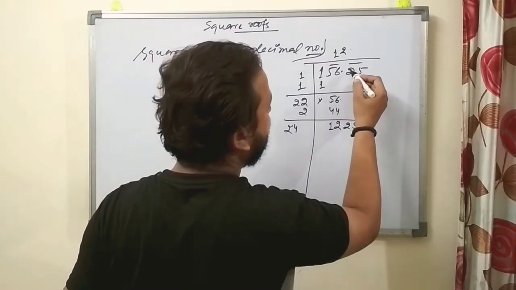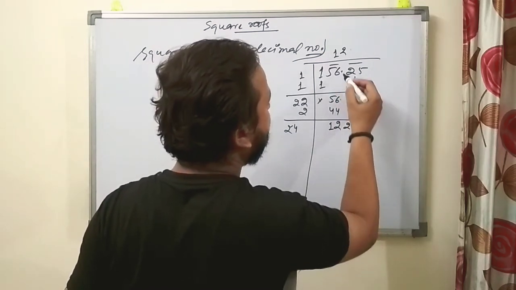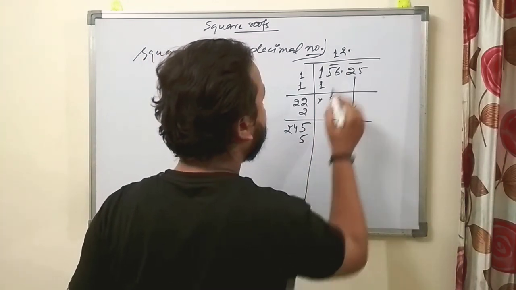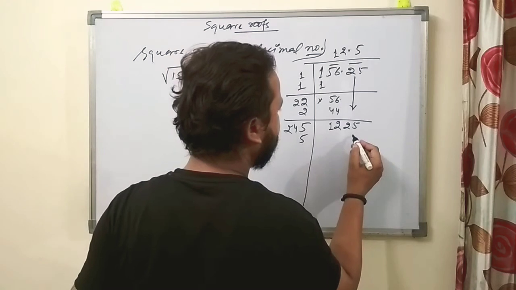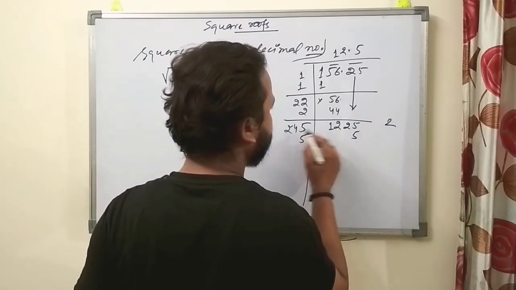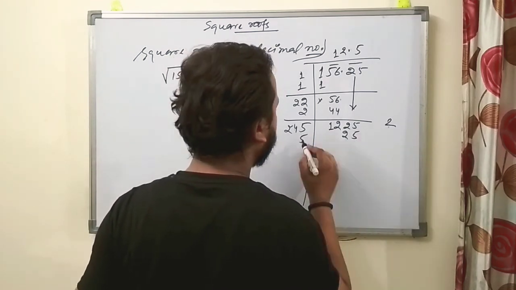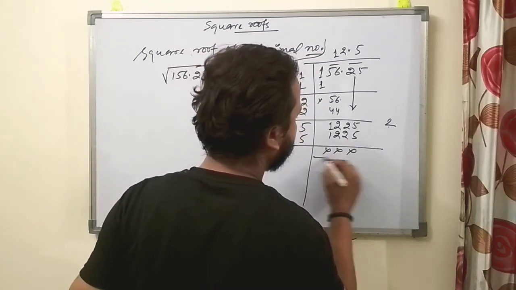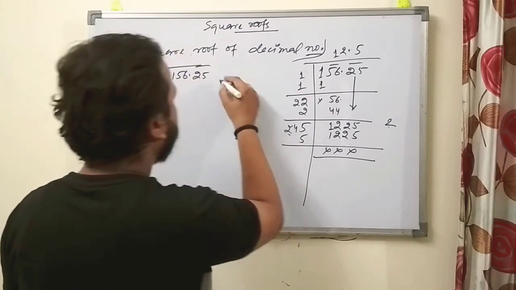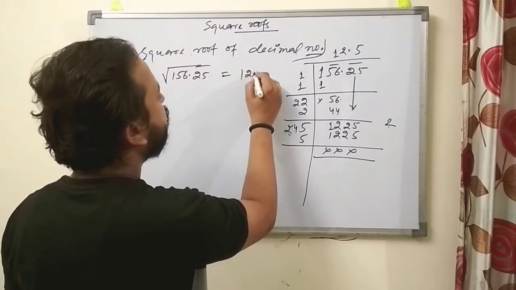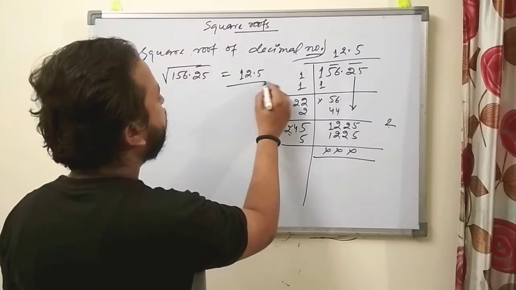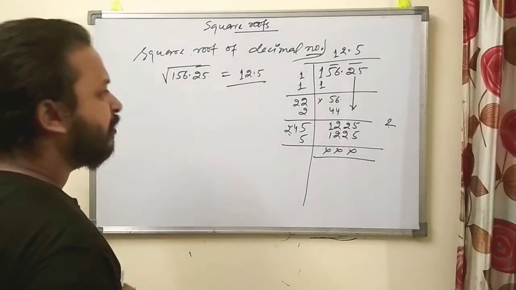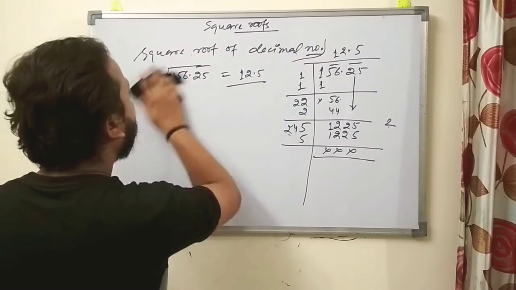After 56 you have to take down 25, so put the decimal sign here, and then 5. 5 fives are 25, carry 2, 5 fours are 20, plus 2 is 22, carry 2, 5 twos are 10, plus 2 is 12, right? So the square root of 156.25 is 12.5, right? So this way you can find it out.